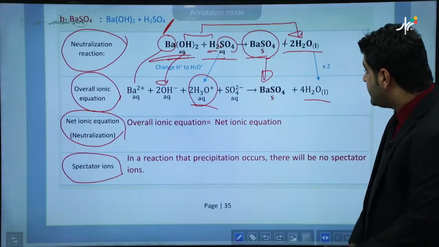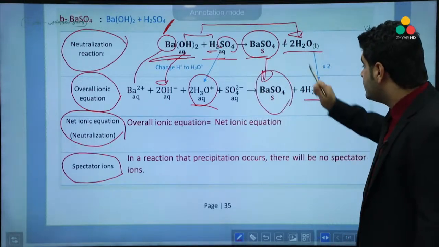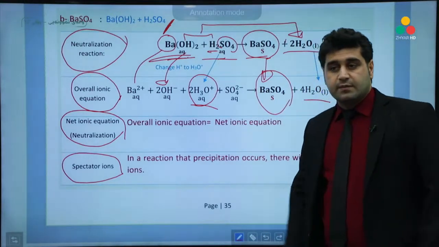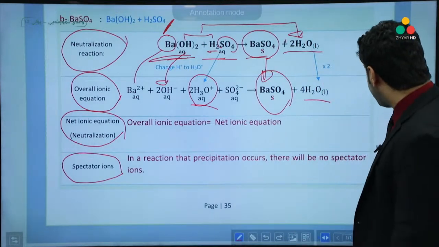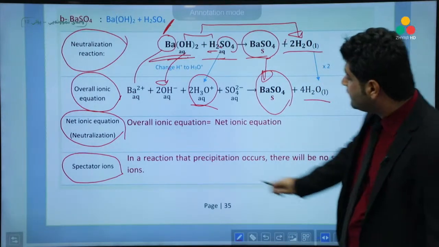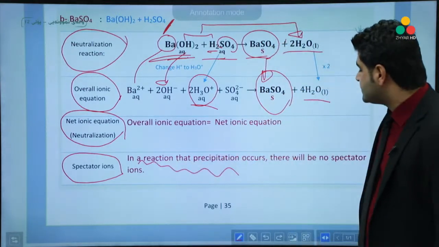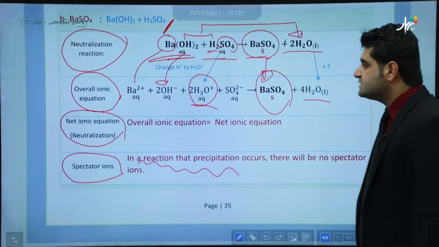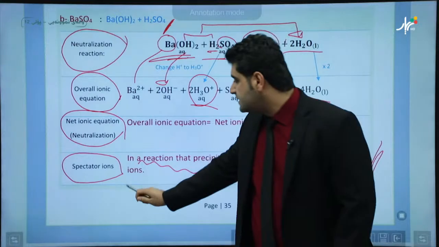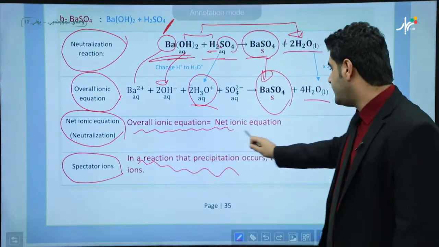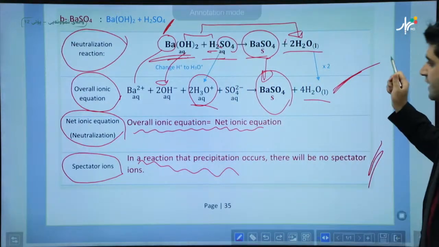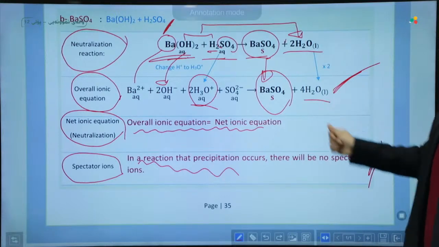Oh, teacher, I remember you told me if we have a water insoluble compound, there will not be any spectator because the precipitation reaction occurs. In that case, the overall ionic equation is equal to the net ionic equation. So it's the net ionic equation and the overall ionic equation at the same time.